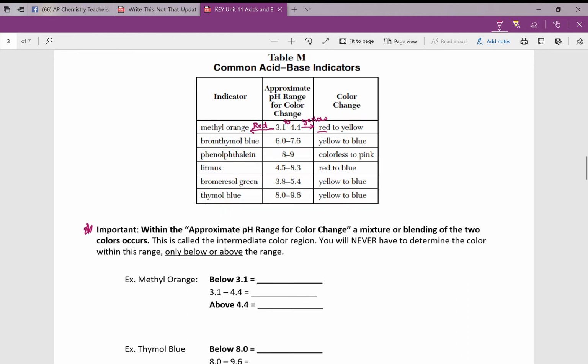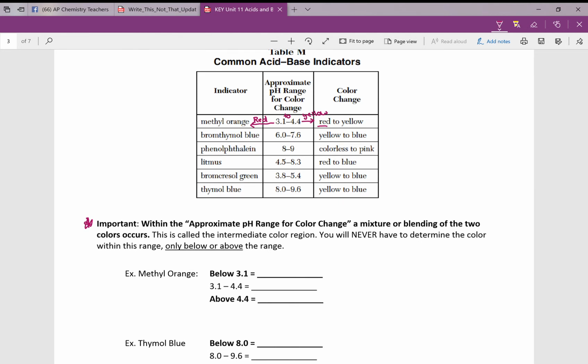Okay. So again, when we read this chart and we use methyl orange, if the pH of that solution is below 3.1, I would expect the first color written, red. If it's above the approximate pH range for color change, it's going to be the second one, which in this case is yellow. And then between, we could say something like orange. But it's really what I have in bold there: below and above.